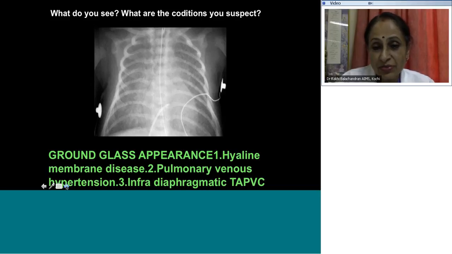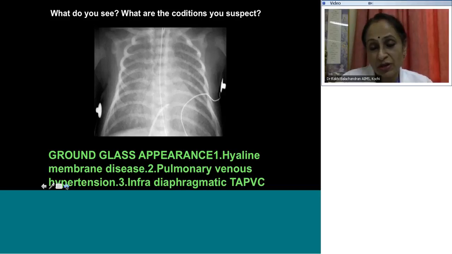One is a hyaline membrane disease. 2, pulmonary venous hypertension. Okay, pulmonary venous hypertension, right? Then infradiaphragmatic TAPVC. Okay, infradiaphragmatic TAPVC, that is obstructive, correct.